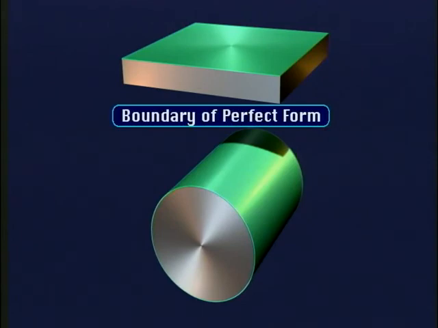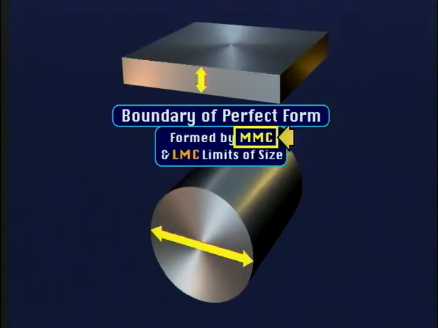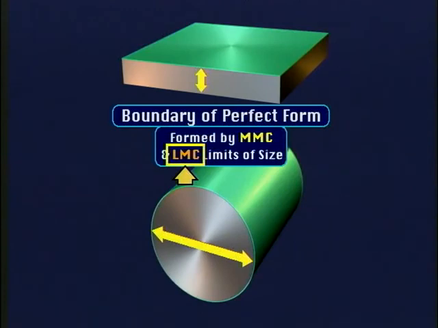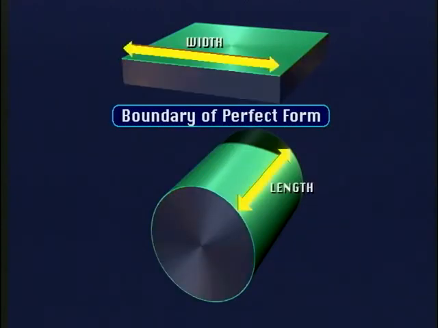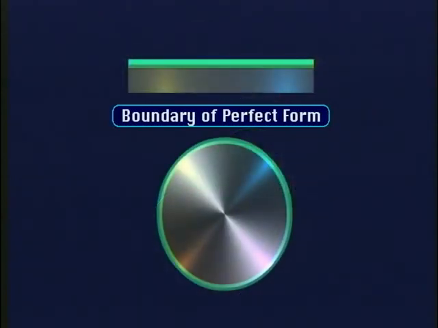This theoretical boundary is the true or ideal form of the feature. The perfect form boundary is formed by the ideal shape and size of the feature at maximum material condition and at least material condition. The length, width, or depth of the boundary equals the length, width, or depth of the feature. No portion of an actual part feature may extend beyond the boundary of perfect form.